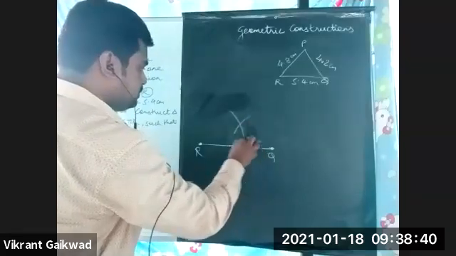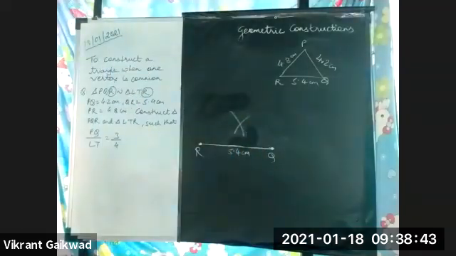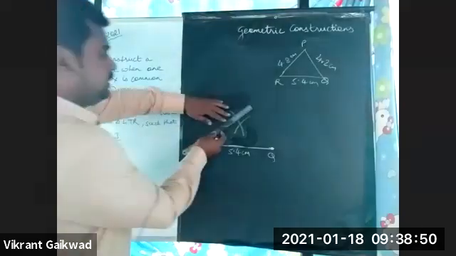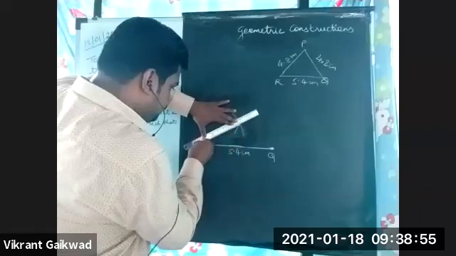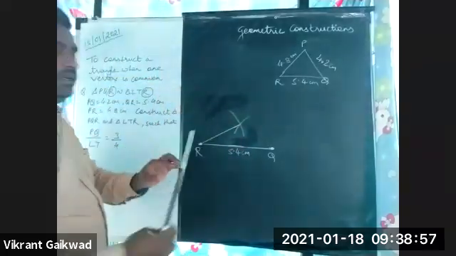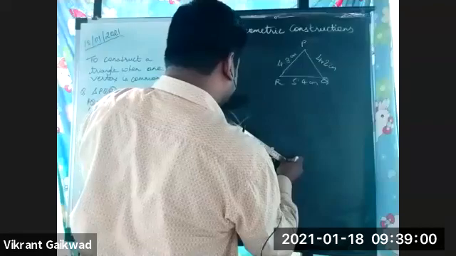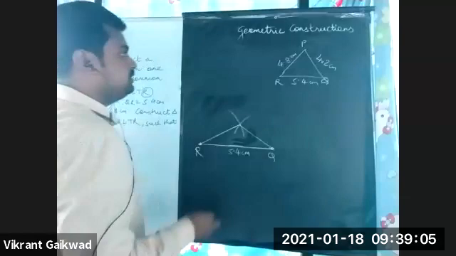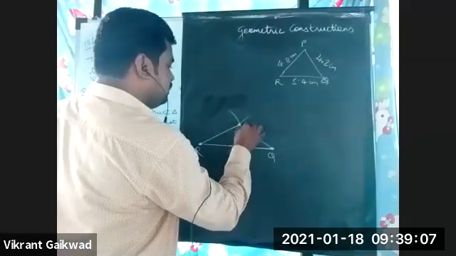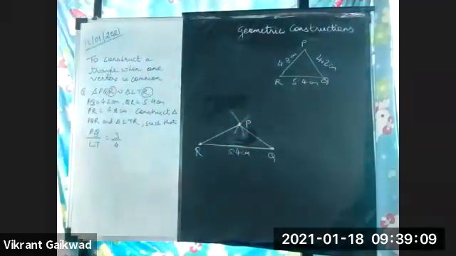Now see, as my lengths are not accurate, you may find a difference in the triangle in your notebook and what I'm drawing here. Is this clear? So join this. So our first triangle, that is PQR, construction of triangle PQR is complete.